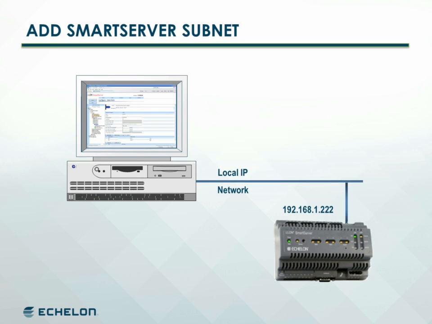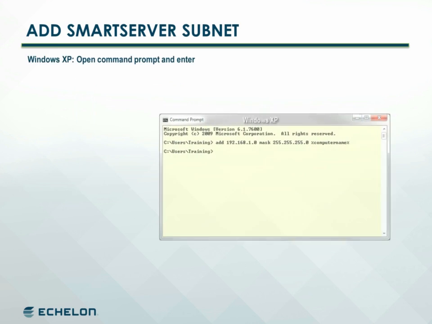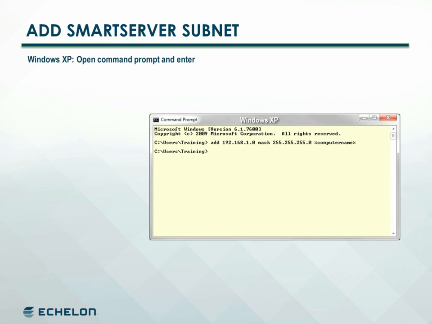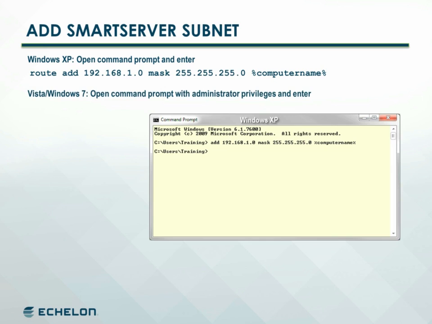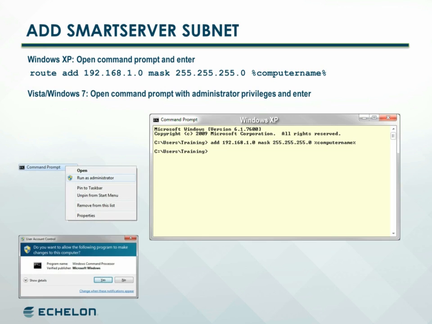In order to access the SmartServer to change its IP settings, you will need to temporarily add the SmartServer's subnet to your computer's routing tables. To do this on a Windows XP computer, open a command prompt, type the command shown, and press Enter. On a Windows 7 or Vista computer, run the command prompt with administrator privileges.